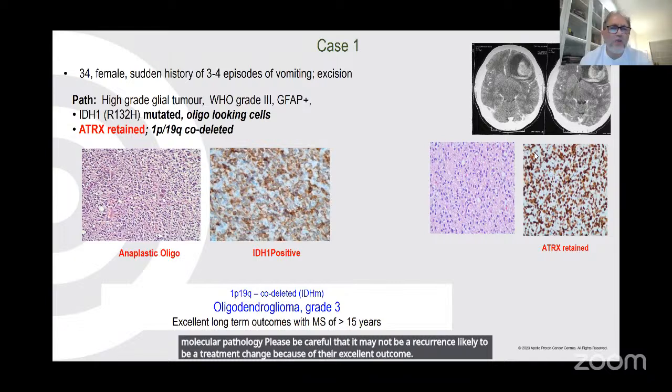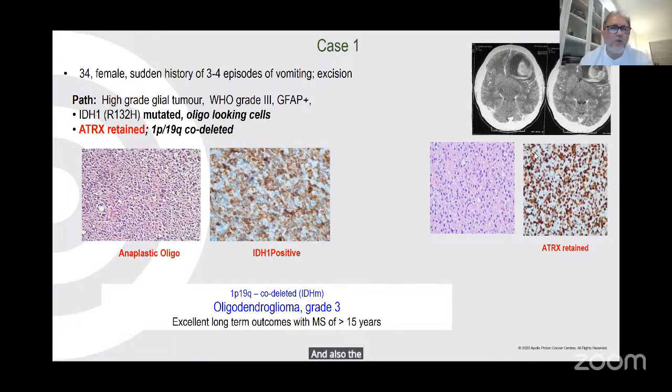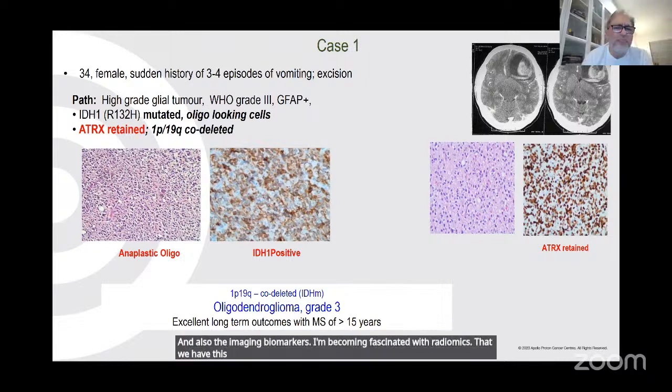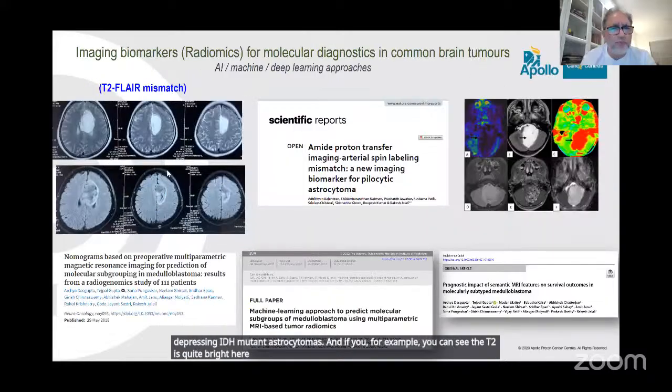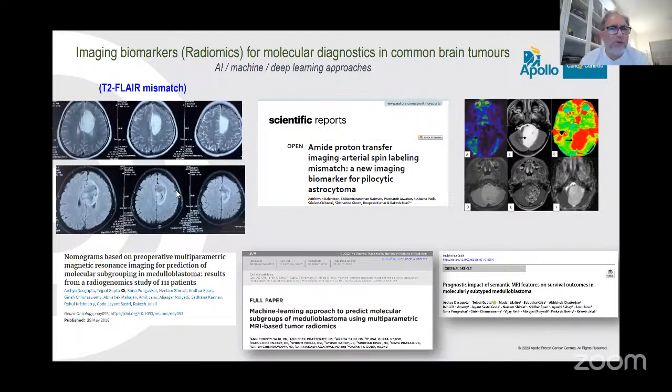And also the imaging biomarkers. I'm becoming fascinated with radiomics, that we have this classic T2-FLAIR mismatch sign in gliomas now, particularly representing IDH mutant astrocytomas. For example, you can see the T2 is quite bright here, hyperintense, and T2 FLAIR is dark, so it's an astrocytoma, unlikely to be an oligo. If there is no mismatch, it is likely to be an oligo. This is all operative to some extent.